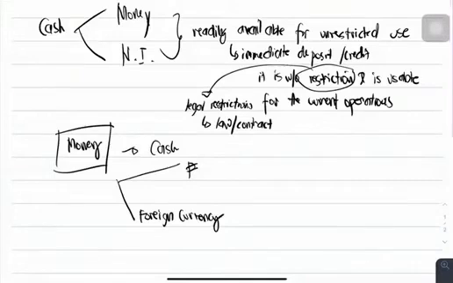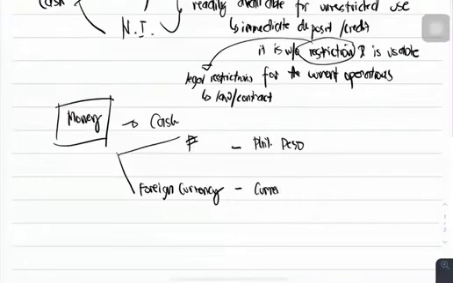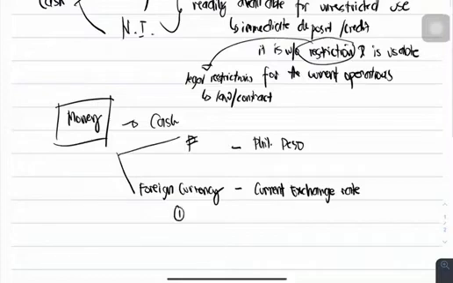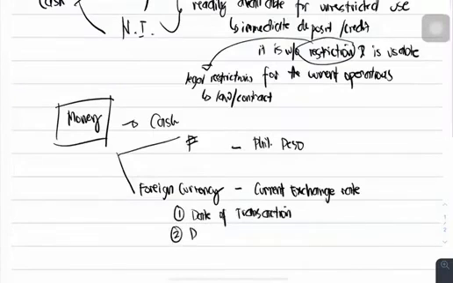So if your money is a peso, therefore, you should measure it at Philippine peso. If your money is a foreign currency, you should measure it at the current exchange rate. Okay, so under your foreign currency, there are two dates for measurement. The first date of measurement is the date of transaction. Second is your date of reporting.